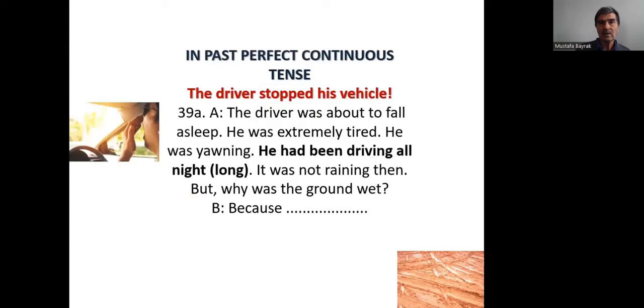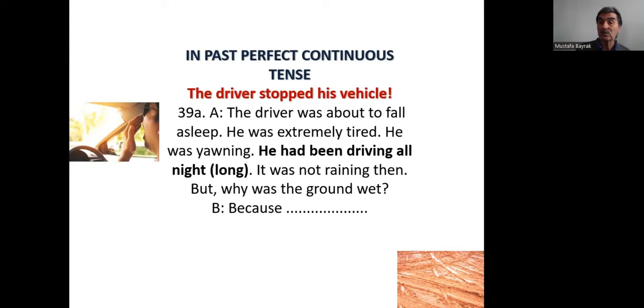Okay. Now, in past perfect continuous tense, for example, the driver stopped his vehicle, okay? The driver was about to fall asleep in the past. He was extremely tired. He was yawning. He had been driving all night long. It was not raining then. But why was the ground wet? The ground was wet because it had been raining, okay? It had been raining all night last Monday.